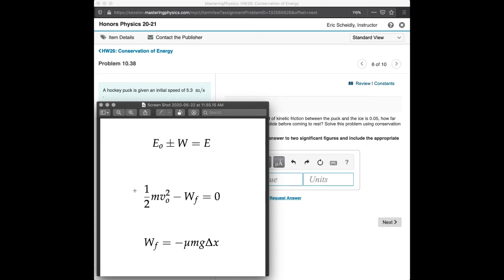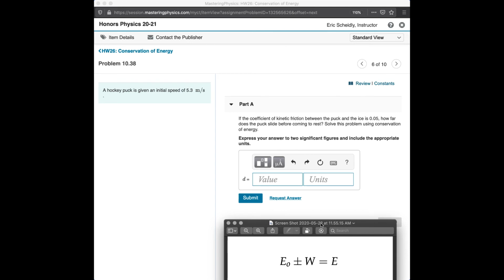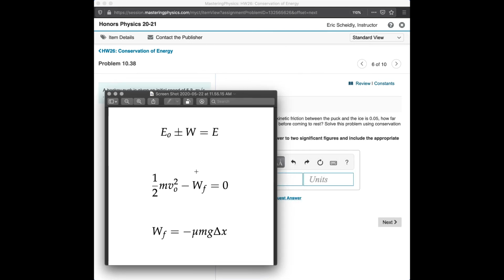The hockey puck has kinetic energy, 1/2 mv squared, which I can calculate. Friction removes that energy until the hockey puck comes to a stop. Well, when the hockey puck comes to a stop, it doesn't have any energy at all. So the final energy of the system is actually 0. Now, what we're trying to work out here is what is the distance that it traveled? Well, by using my conservation of energy, I can get my work done by friction.